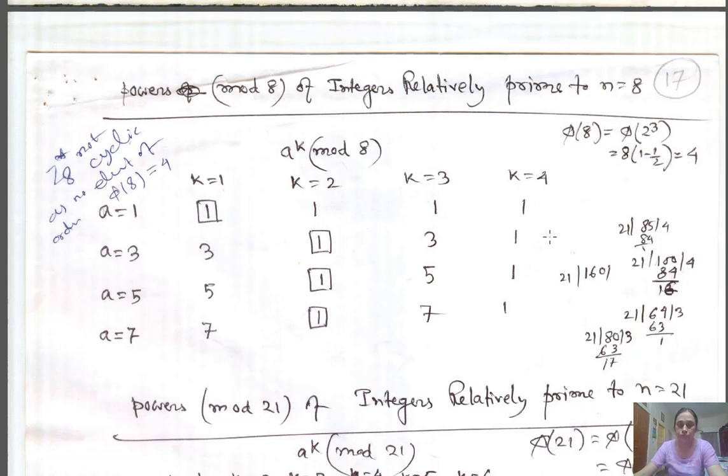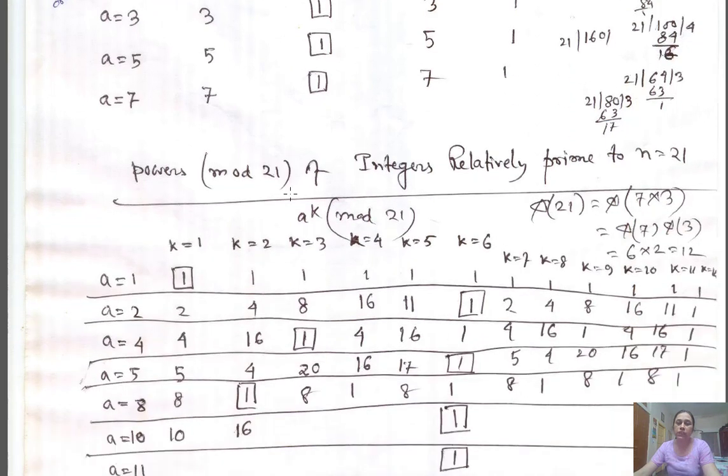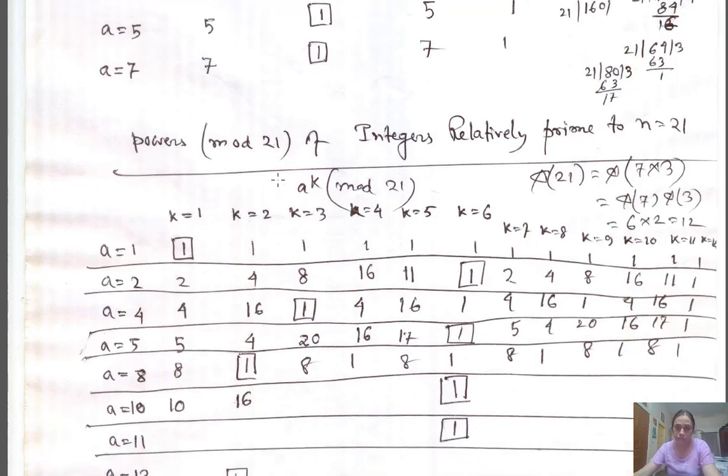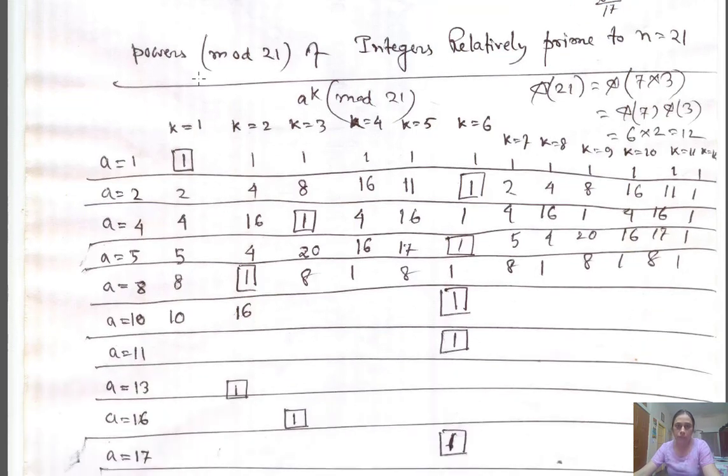Powers modulo 21. Here also, just check this. This also does not have a generator because it is not in the required form. So Z21 star is not a cyclic group. Okay, so these are the integers which are relatively prime to 21.